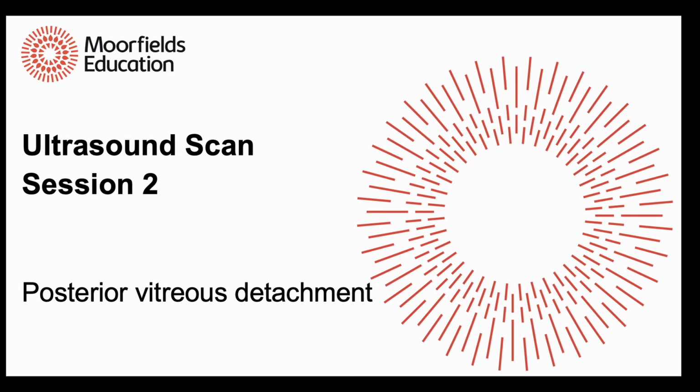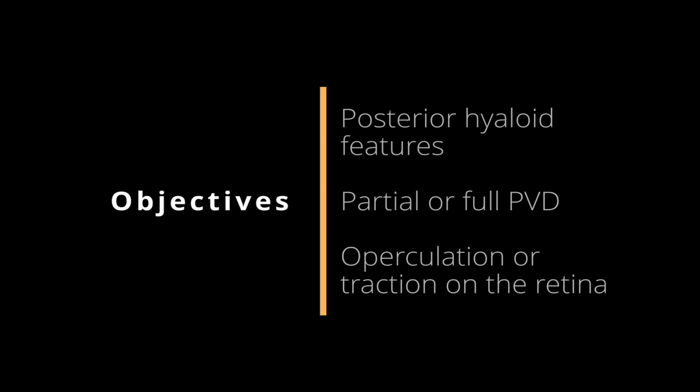Welcome to a second ultrasound session featuring posterior vitreous detachment. We will demonstrate features of the posterior vitreous on ultrasound. Here we demonstrate the lacy, undulating and transparent sheet posterior to the lens and moving with eye movements, generally in the downward direction.